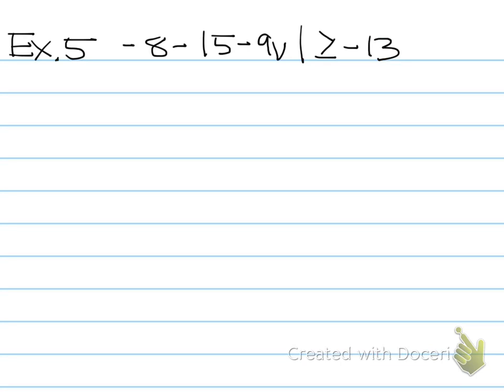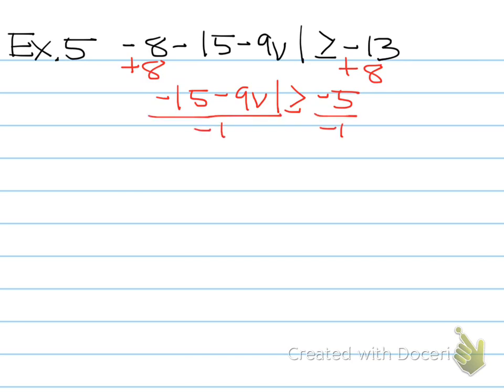And the last example, we want to start by adding 8 to both sides. After we've added 8 to both sides, we'll get -5 on the right side. Then we want to divide both sides by -1. When we do that, it's going to change the direction of the inequality, and we'll have the absolute value of 5 minus 9v is less than or equal to 5.